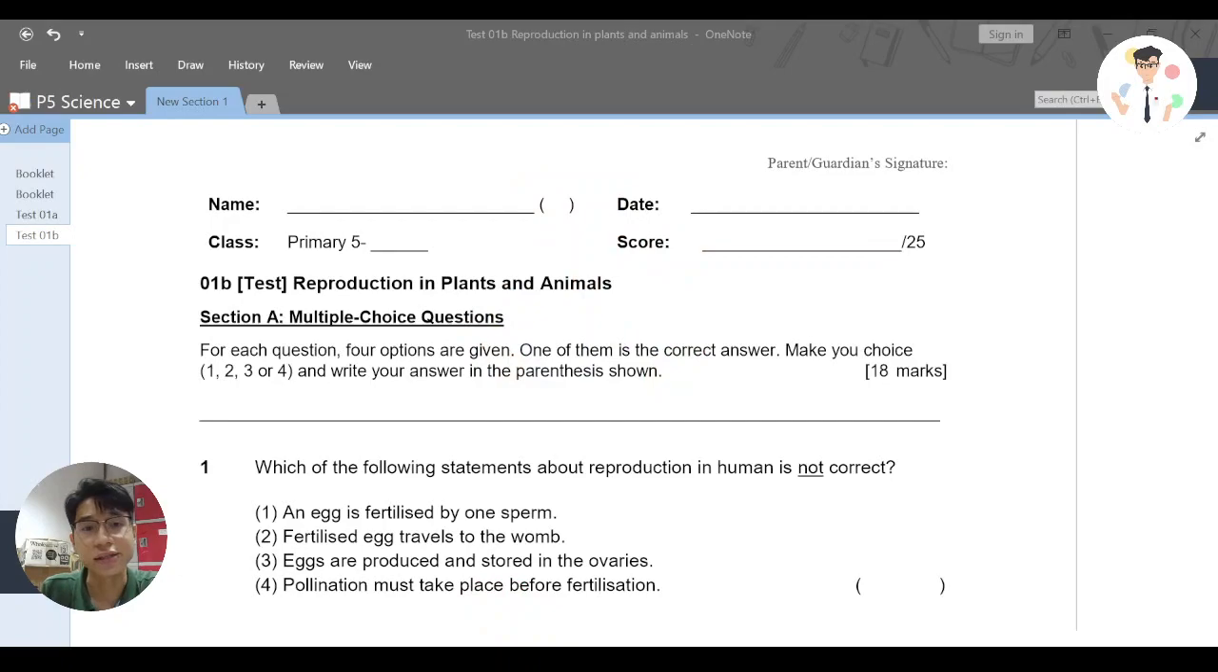Welcome back to digital class, and this is a discussion for test 1B, reproduction in plants and animals. And now we are focusing specifically on plants and animals at the same time.